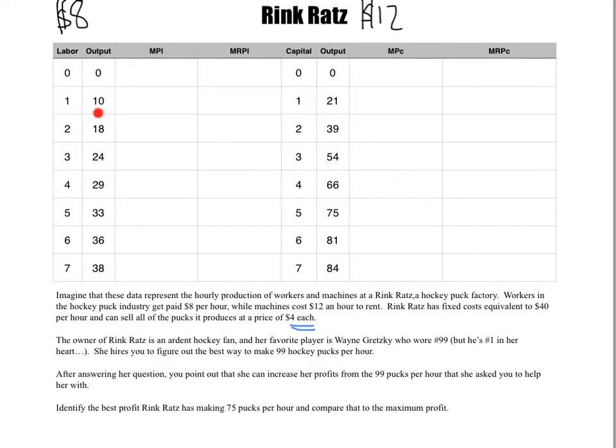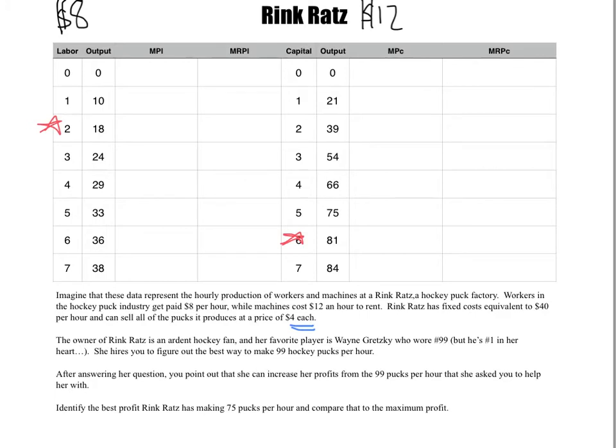1 unit of labor produces 10. That means capital would have to produce 89 to equal exactly 99. None of them do, so it can't be any combination that involves 1 unit of labor. 2 units of labor produce 18, however. And if 2 units of labor produce 18, it turns out that 81 units are produced by capital. 18 plus 81 is equal to 99. So this is a combination that adds up to 99. So I want to use a star for both of those.